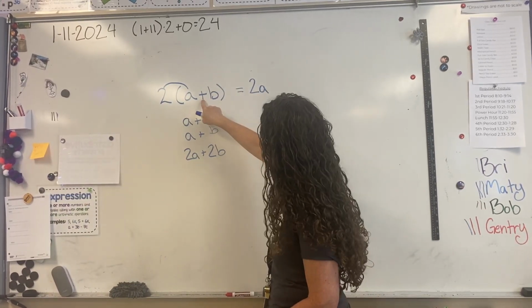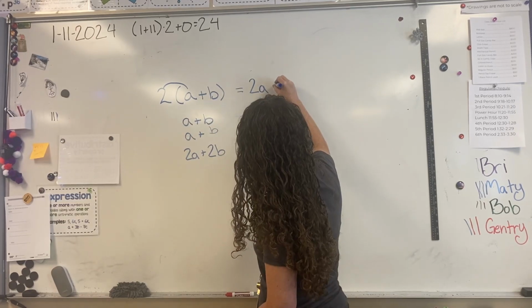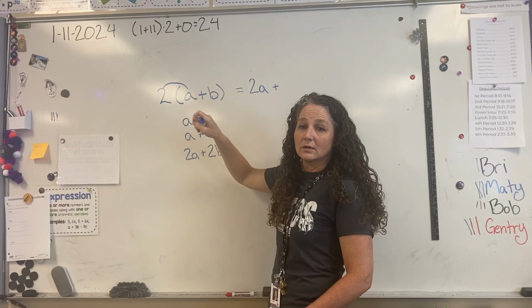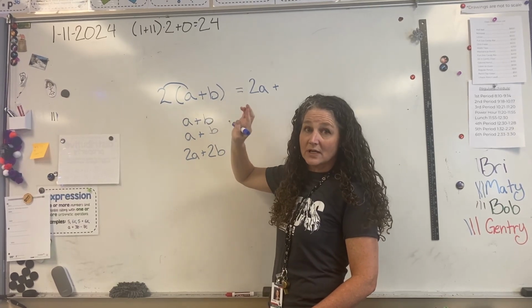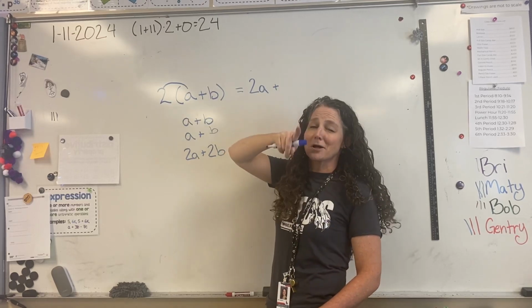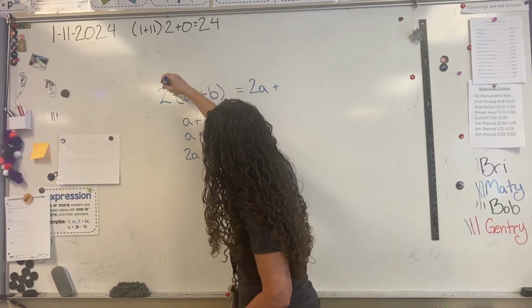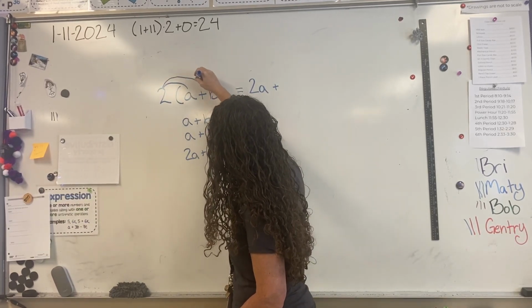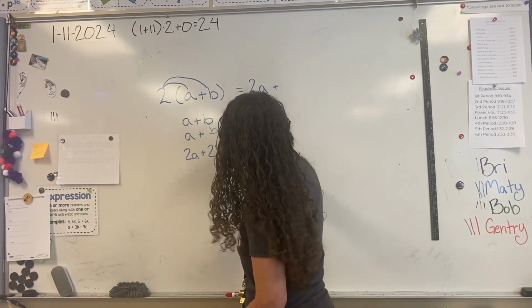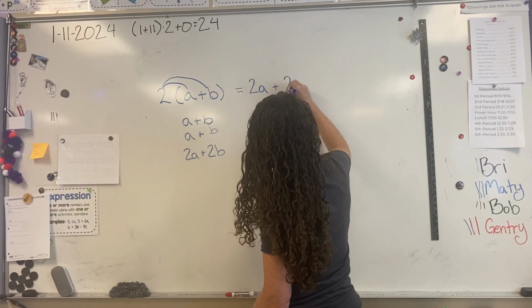Then I look at this symbol in the middle and I go, okay, that's a plus sign in the middle. There's going to come a day where it might not be a plus sign, but that day is not today. And then I'm going to give this 2 to this guy over here. And what is 2 times B? 2B.